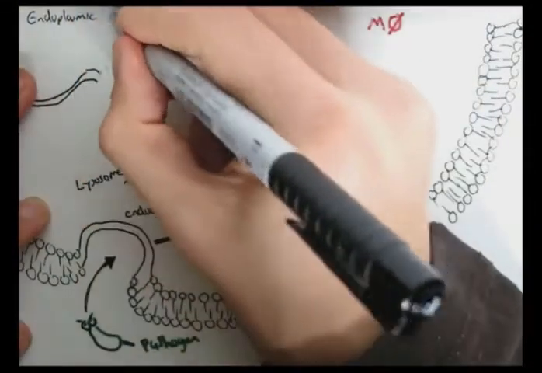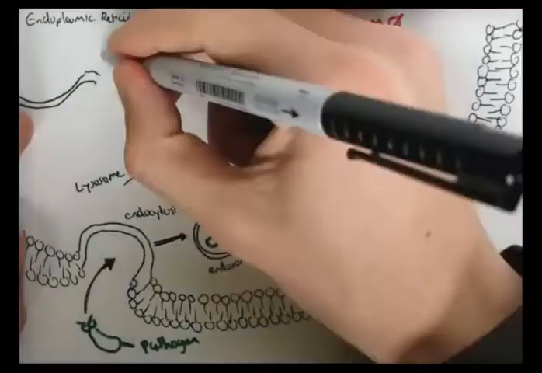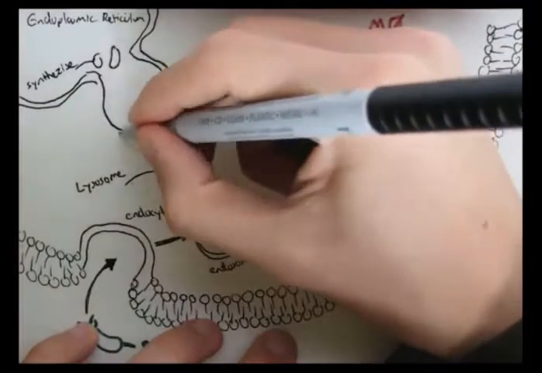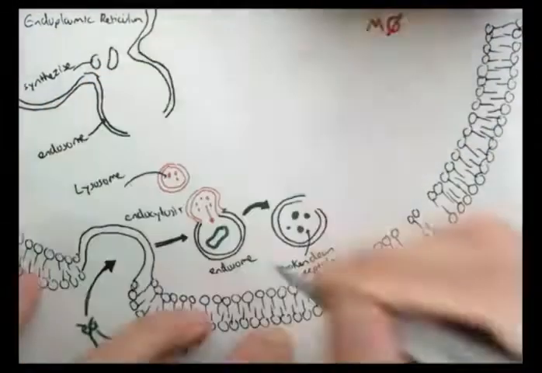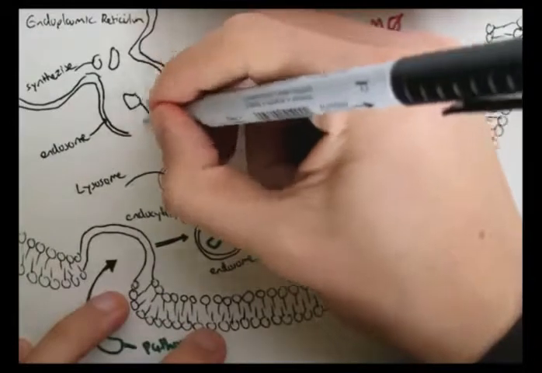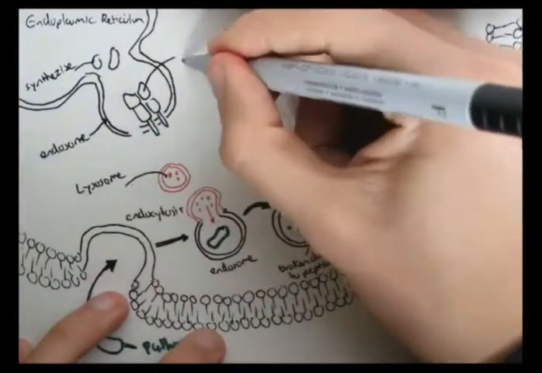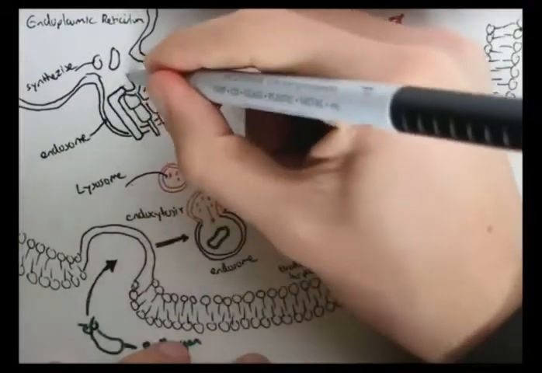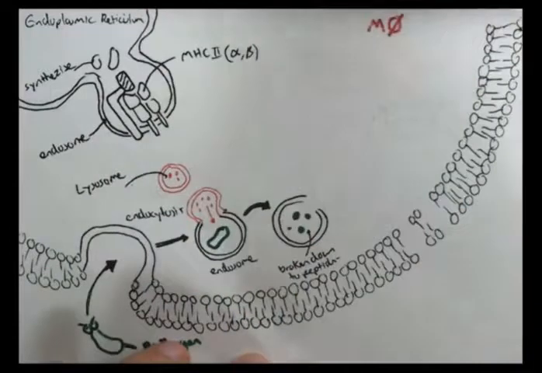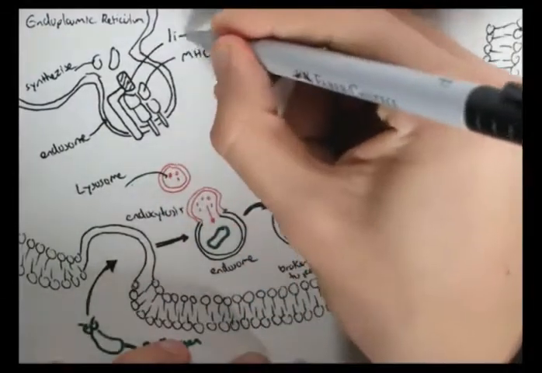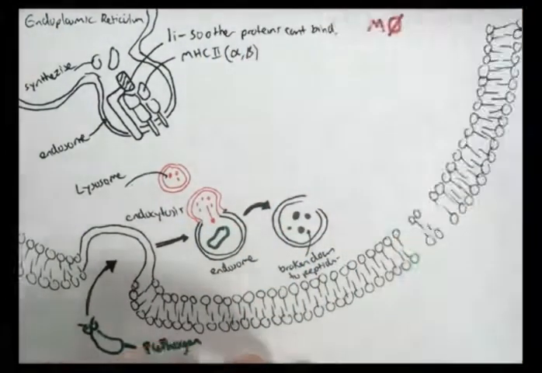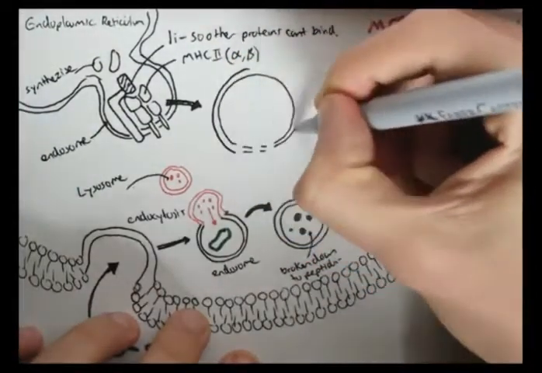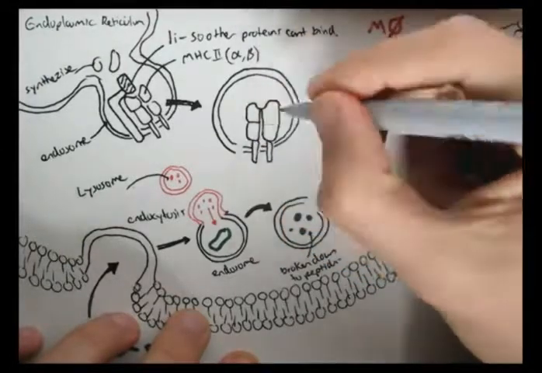Now on the other side of the cell, in the endoplasmic reticulum, or ER, the MHC class 2 molecule consisting of alpha and beta domains has already been synthesized. But the MHC class 2 binding site is blocked. A protein called Li, consisting basically of two parts, blocks the binding site so that no other peptides can bind to it just yet. Now this MHC class 2 with the Li protein leaves the ER with an endosome.